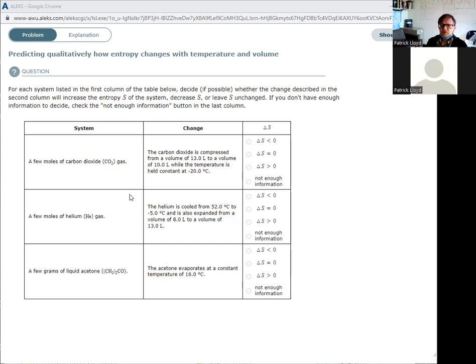So there are 4 options there. Notice the math symbols: less than 0 means negative, equals 0, we all know what that means, greater than 0 means positive. So if entropy increases, the change in entropy is positive. If entropy decreases, in other words, if delta S is less than 0, that means it's gotten smaller. And then, of course, we have not enough information.